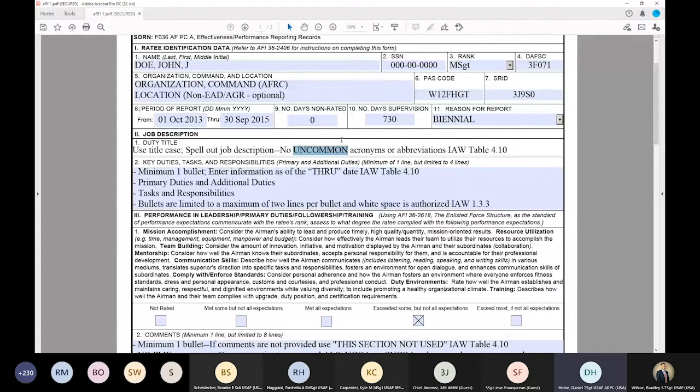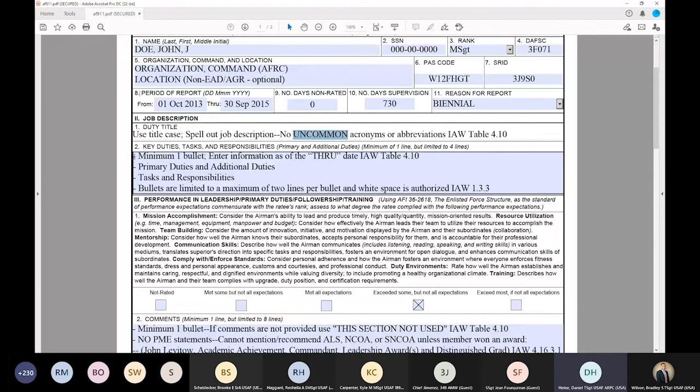So just make sure, just kind of think of, would the average Air Force member know what this acronym or abbreviation means? If you do not think the average member would know, just please spell it out. Block 2 is going to be the actual job description of the member. So this should be their primary duties and additional duties, any tasks and responsibilities that they have.